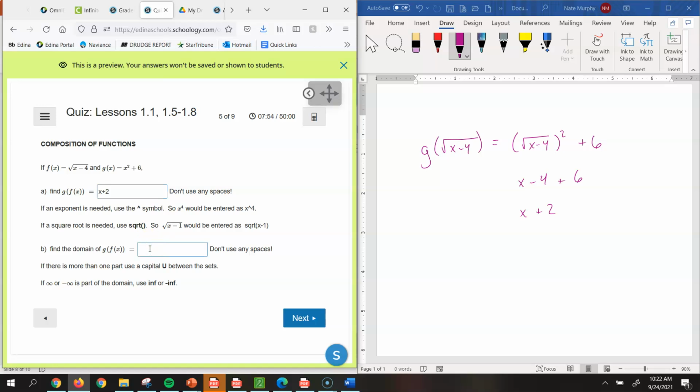Again, if you put in spaces, it would have marked it wrong, but I went through and double-checked everybody, so I would have given you full credit for that. If I made a mistake and didn't give you full credit for that, make sure you email me and let me know. But now we've got to find the domain.